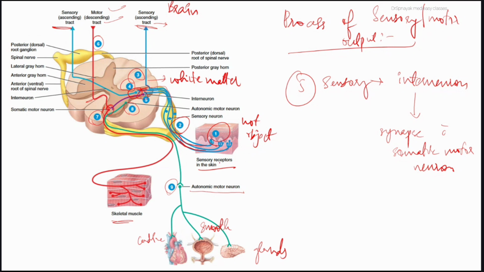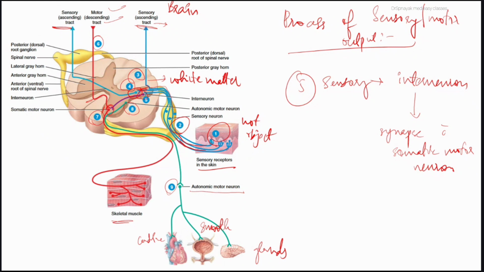The sensory input is received through the sensory receptors, the impulses are carried, and it enters the white matter, and then it is taken to the brain via the sensory ascending tract. And the sensory receptors are also entered into the gray matter, which is the posterior gray horn. And from there, it forms a synapse with the interneuron, and then it is again ascended to the brain to receive an output from the brain.